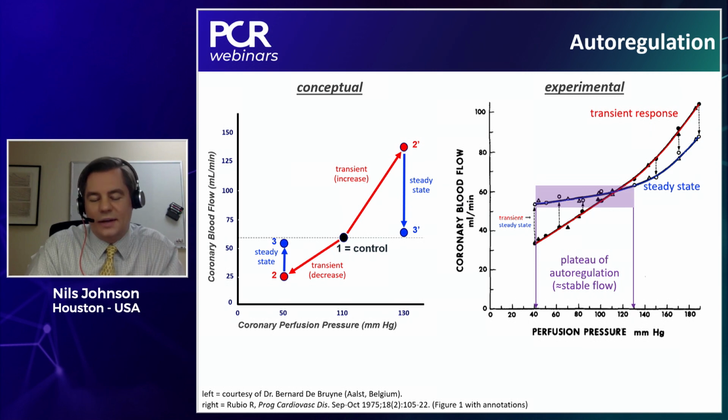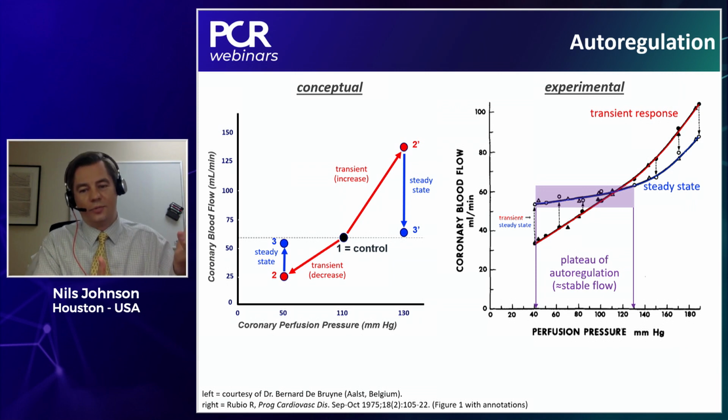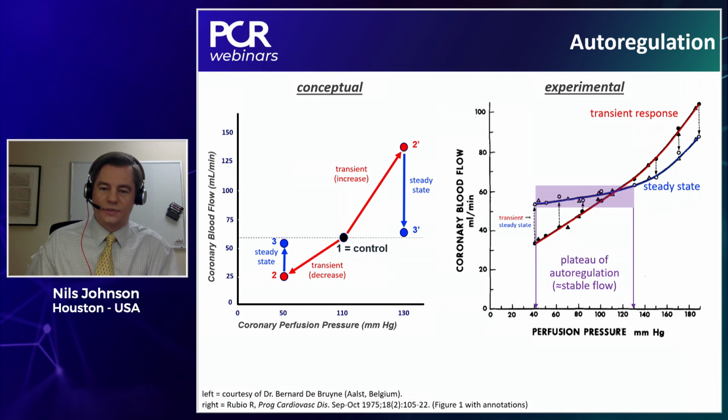On the other side of the slide now, I'm showing you some of the experimental data that supports this. You can see here that the red curve is the transient response. And again, that transient response always goes in the direction of pressure change. Higher pressure is more blood flow, lower pressure is less blood flow. But the blue steady state is the important curve. And that's the curve where, as you can see, from a wide range of blood pressures, usually between about 40 millimeters of mercury and 120 or so millimeters of mercury, coronary blood flow is kept in a stable range. That's what you might call the plateau of autoregulation.